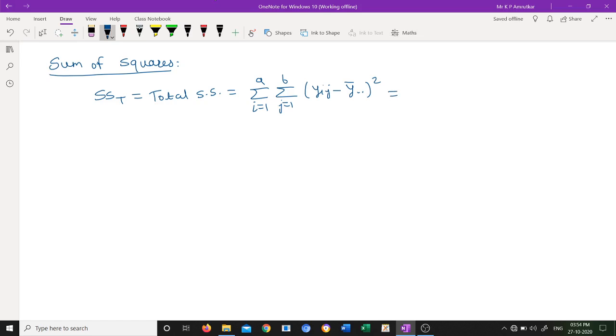In terms of the correction factor, this formula will be, after solving this, for calculation purposes we usually use this formula: double summation i equals 1 to A, j equals 1 to B, Yij square minus the correction factor. Now the correction factor is Y dot dot square upon AB.